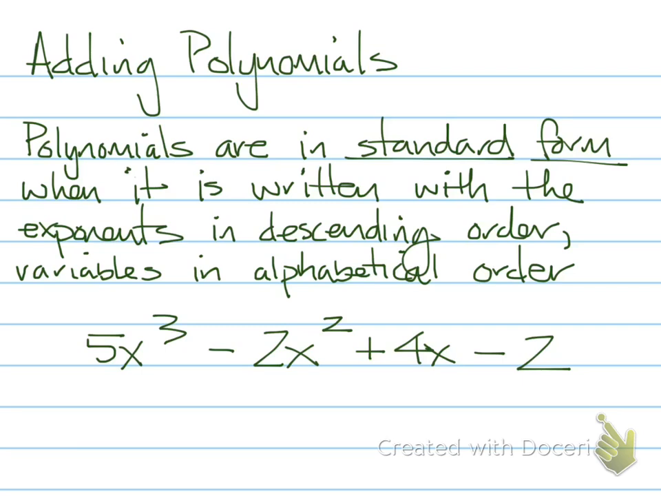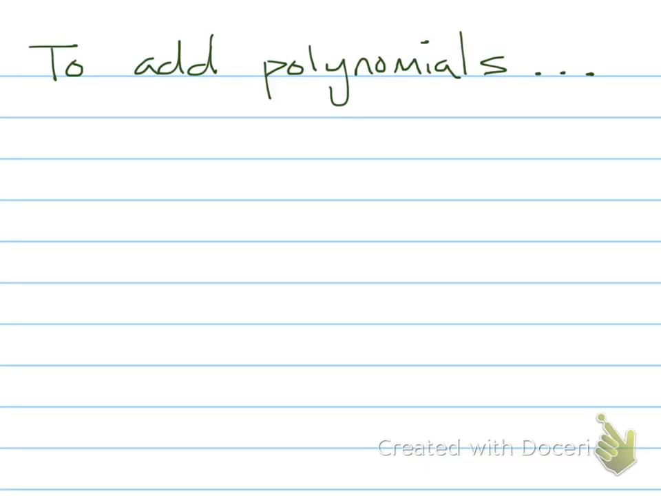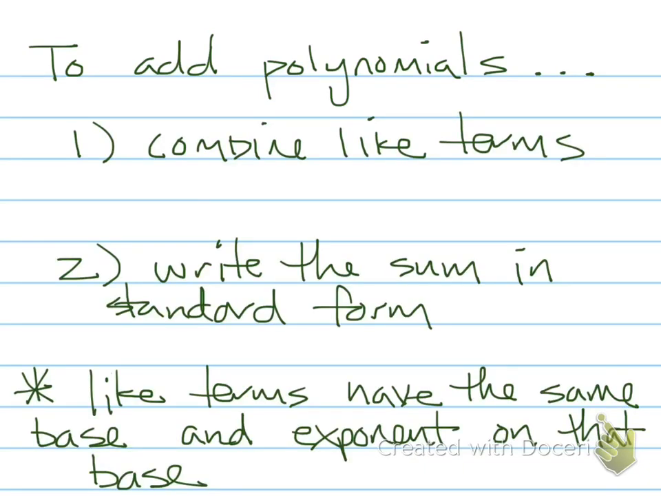So we have a power of 3, then 2, then 1, and then a power of 0, which is a constant. To add polynomials, we need to combine the like terms and then write our sum in descending exponential order in standard form. Remember that like terms have the same base and the same exponent on those bases. So 1x squared and negative 5x squared are like terms. 3x and negative 9x, those are like terms.